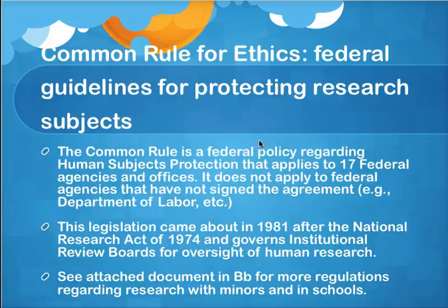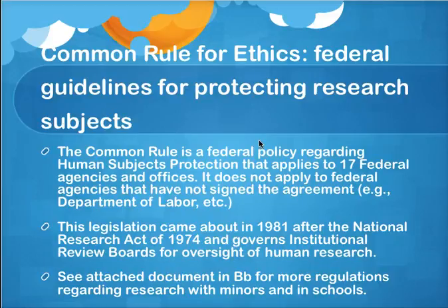I'm going to introduce you to some of the federal laws regarding ethics. So what's known as the common rule for ethics is the federal guidelines for protecting research subjects. And this came about after the Belmont Report, and in 1974 was the Research Act, and after that came national institutional review boards for oversight of human research.